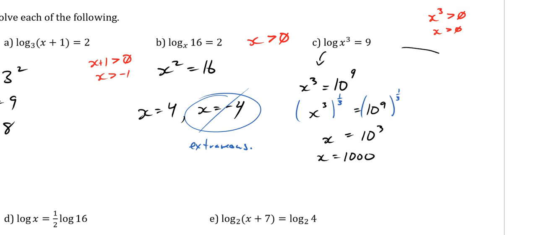Okay, so how else could I have done this? I could take the 3 out front. 3 log x equals 9. Divide both sides by 3: log of x cubed equals 3. x cubed equals 10 to the 3.